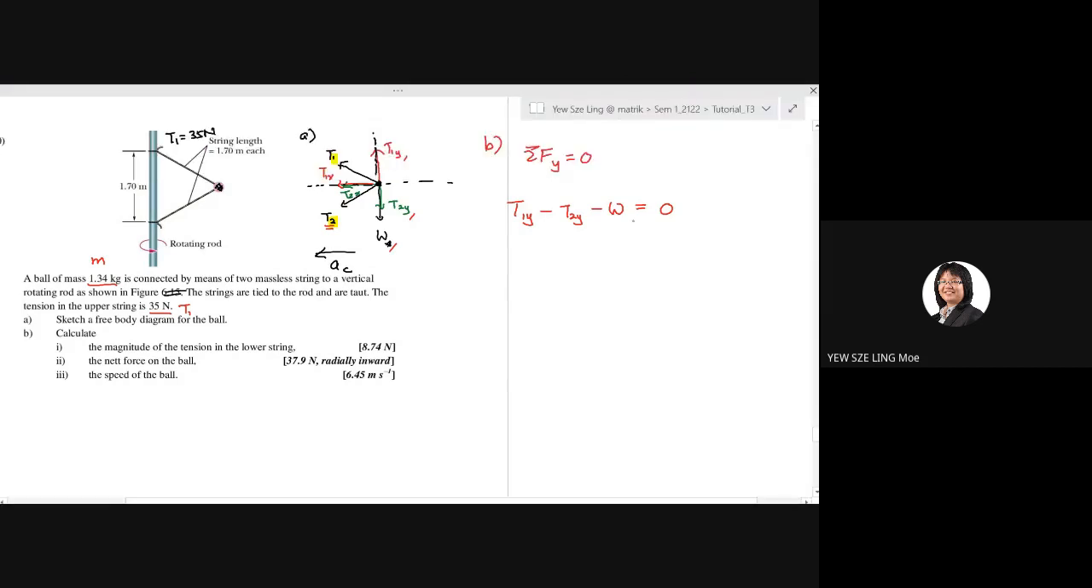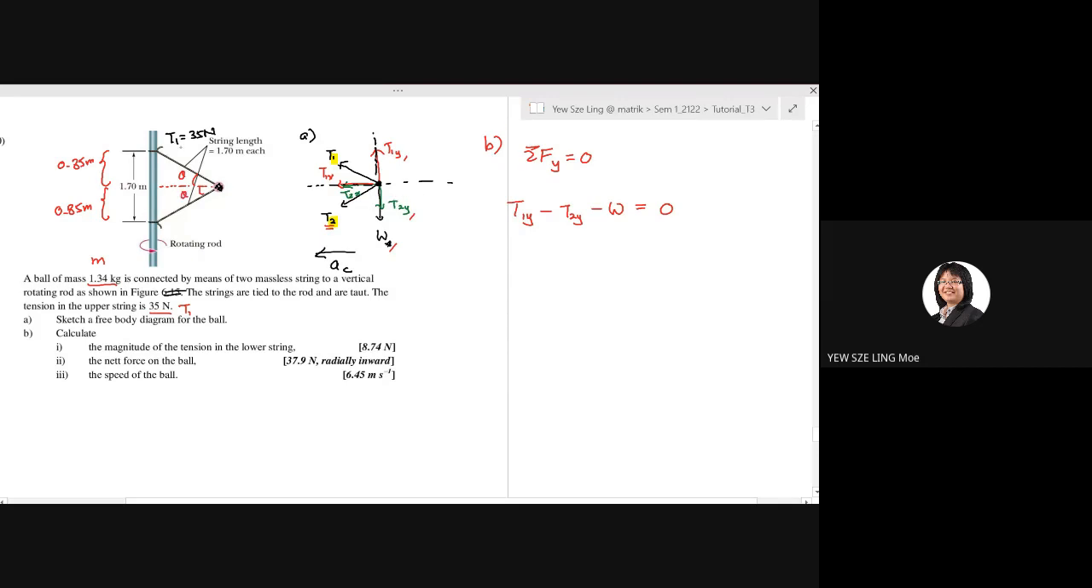But what I can do is go back to the diagram given. Let's say this is a horizontal line. The thing that I'm missing is the angle, this angle. Because T1 and T2 both have the same length, which means they will have the same height as well. So this one would be 0.85 meter, and here would be 0.85 meter. Because tension 1 and tension 2 have the same length, which also means that they will have the same angle.